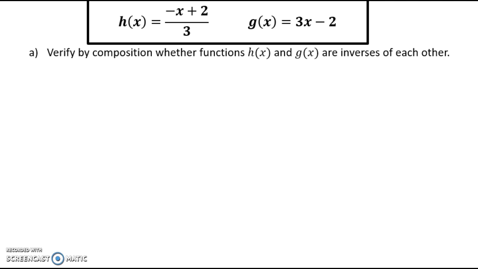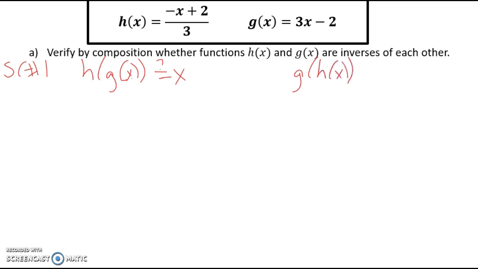My first success criteria tells me that I need to check if I put one function into the other, does it equal x? I also need to check doing it the other way. So in this case, if I put h into g, does this one also equal x? Both of these need to work in order for it to actually be inverses.